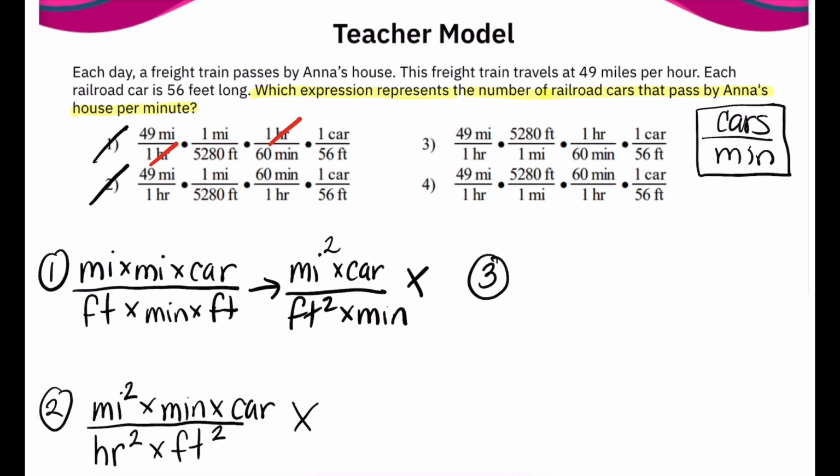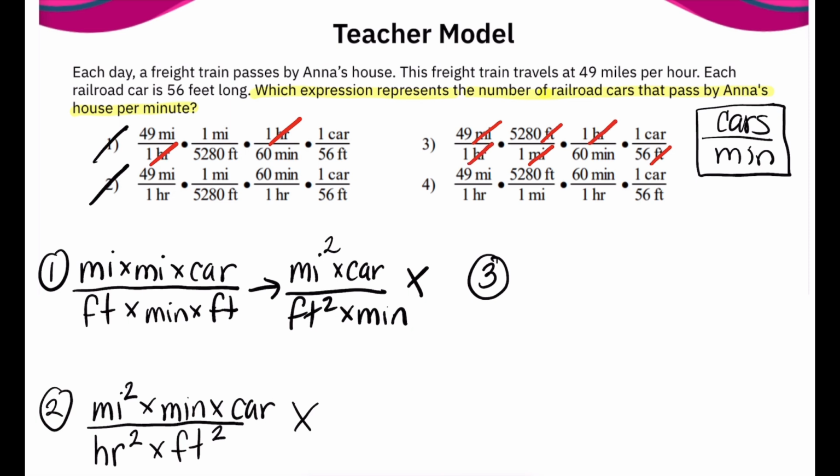Now let's look at number 3. Look at number 3's choices carefully. Over here, look to see what I can possibly eliminate. And you're going to notice I have miles and miles. I can eliminate those because I have a numerator and denominator. Feet and feet I can eliminate.